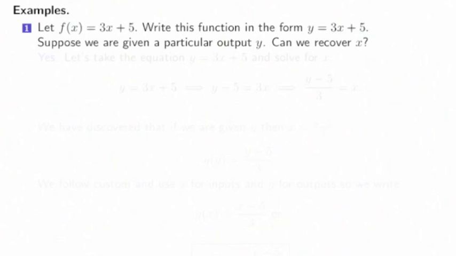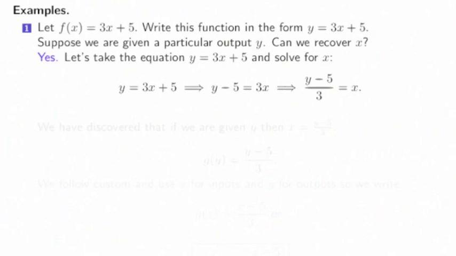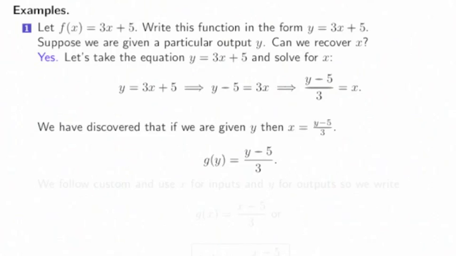We'll look at some examples of functions where we can reverse the process, and then we'll look at some examples where we can't. For example, let f of x be 3x plus 5. We can write this function in the form y equals 3x plus 5, and suppose we're given a particular output y. Can we recover x? Yes. Let's take the equation y equals 3x plus 5 and solve for x. Y equals 3x plus 5 implies that y minus 5 is 3x, implies that (y minus 5) over 3 is equal to x. We've solved for x. We've discovered that if we're given a particular y, then x is (y minus 5) over 3. So the inverse function, g of y, is (y minus 5) over 3.